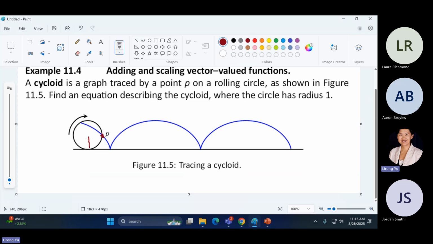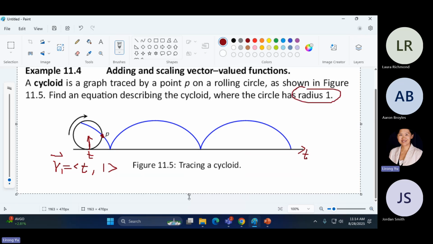One is this vector, which is the upward vector, and that's called R1. So the first vector is pointing up. Its x value is t, and t can go all the way forward. The white one is the height, which is the center of the circle. As the biking goes, the center of the bike does not go anywhere vertically. So this vector always has a y value of 1 because the radius of the bike is 1. That's the first vector.